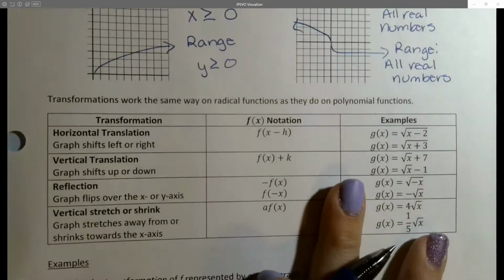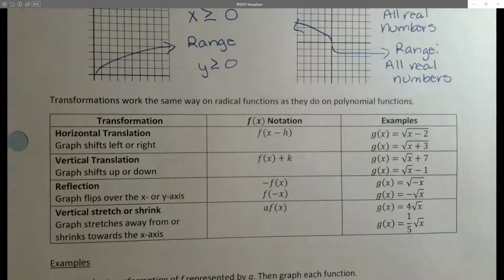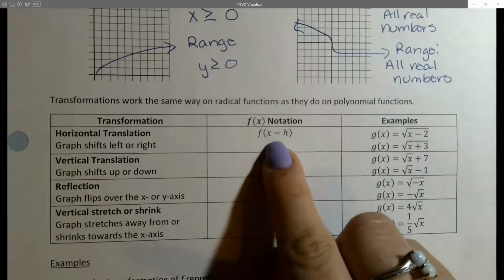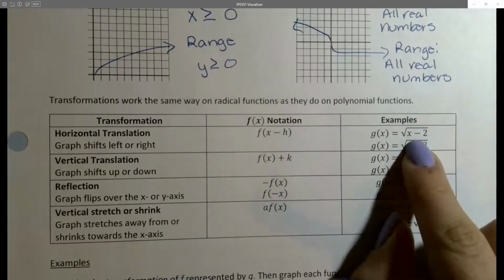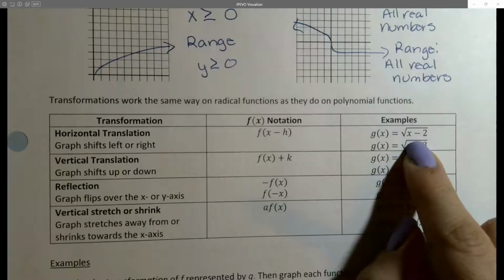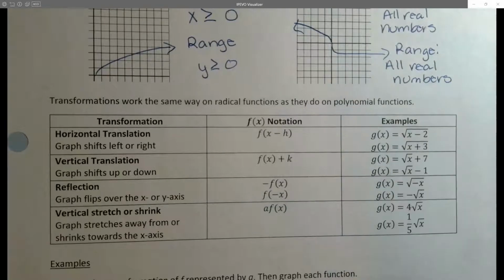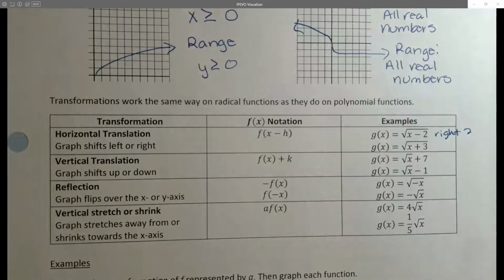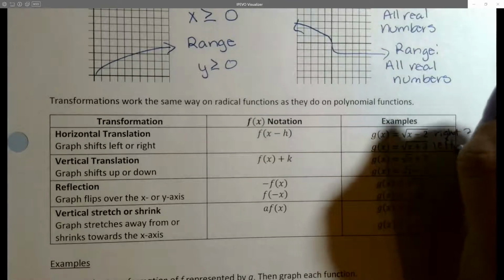Okay. Over here I have transformations. We've done this before in last semester. A horizontal translation moves the graph left or right and it goes in parentheses with the x, opposite the sign. So remember, if I have something like x minus 2 under the square root, it would be going to the right 2. If I had plus 3, this would be left 3.